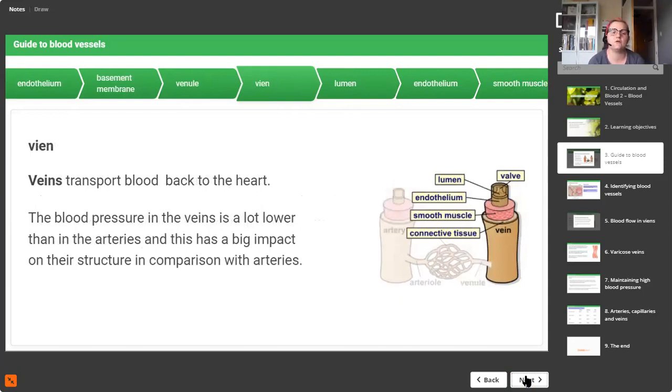So a vein transports blood back to the heart. Generally, it's deoxygenated blood unless it's the pulmonary vein. The blood pressure in veins is a lot lower than in arteries, and so this has a big impact on their structure compared to arteries.